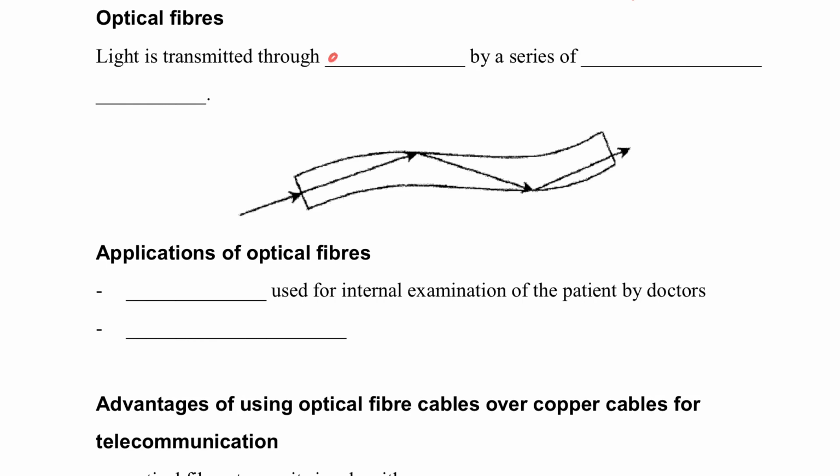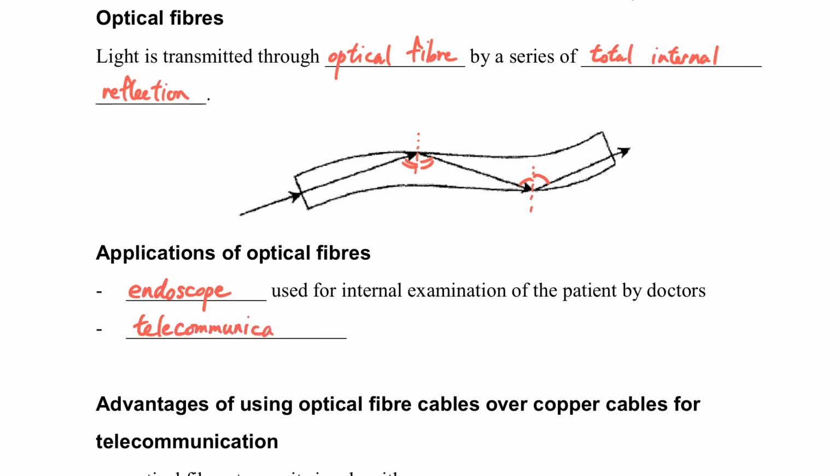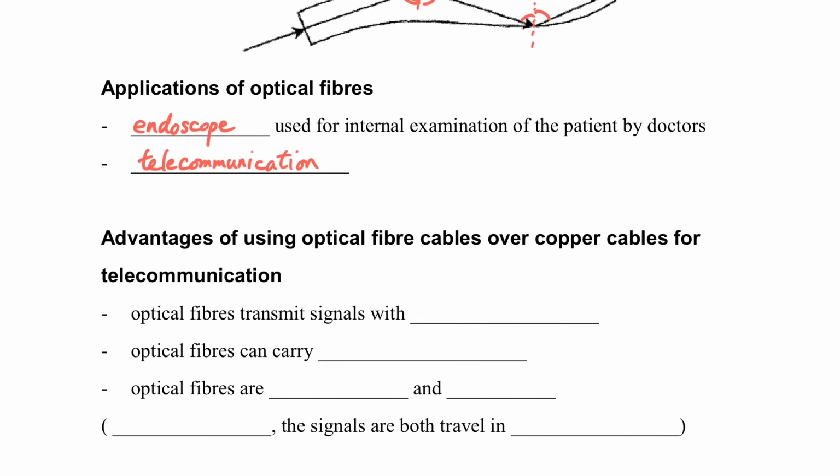The last one is the optical fiber. We use the optical fiber for light to transmit from one end to the other end without much energy loss. In the figure, you can see how the light gets totally internally reflected in this way. What are the applications of the optical fiber? One use is the endoscope, and the other use is telecommunication. Nowadays, we usually get online by using optical fiber.